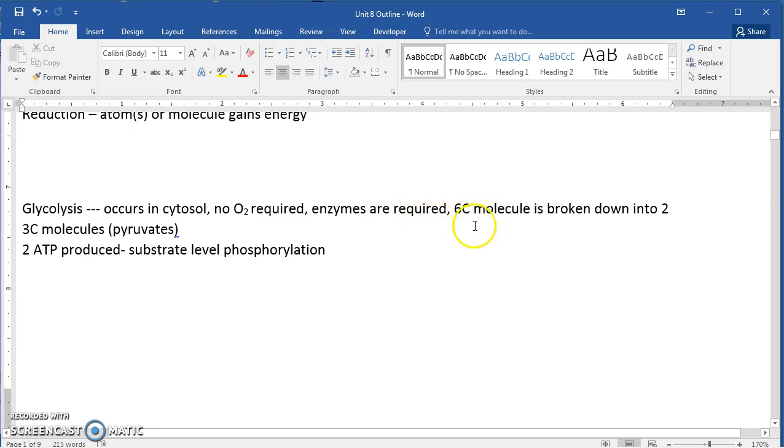The glucose molecule is a 6-carbon molecule. It's broken down eventually in the process of glycolysis and those reactions into 2 3-carbon molecules. And again, keep track of those atoms. If you start out with 6 atoms, you have to account for 6 atoms at the end. Those 3-carbon molecules, and there are 2 of them, are called pyruvates or pyruvic acid, depending on who you go by.